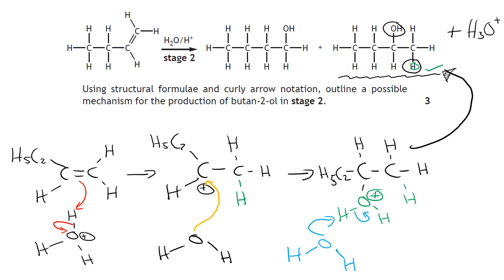So the double bond attacks your H+ or your H3O+ ion, forming a carbocation. Remember to form the most stable carbocation. Your water comes in and attacks the carbocation. And then you need to remove a proton from the water molecule. You must remember that when an oxygen has three bonds, we give the oxygen a positive charge.